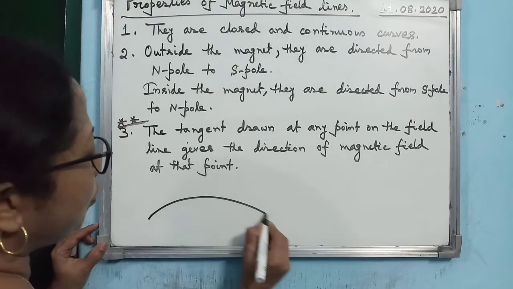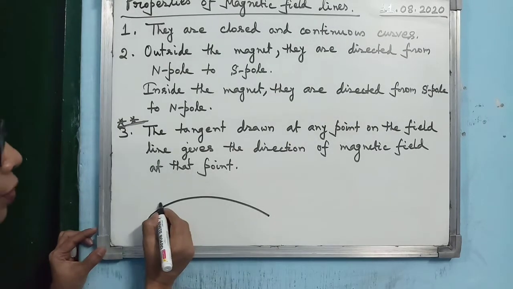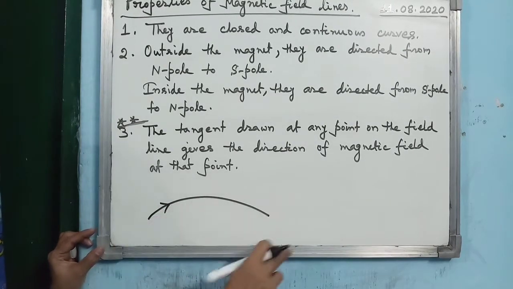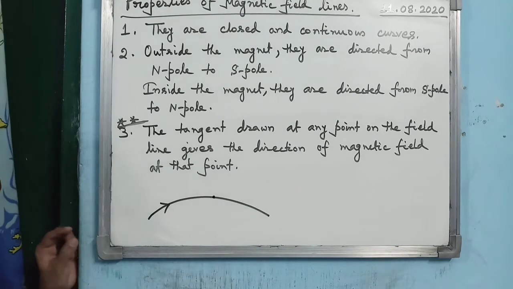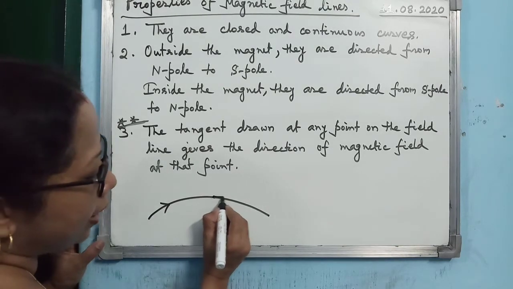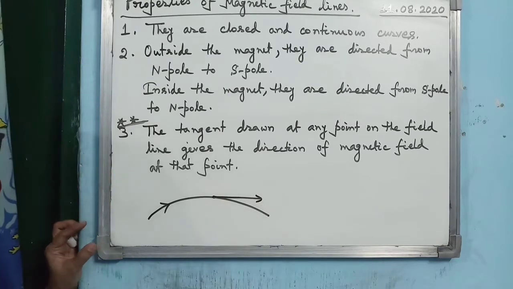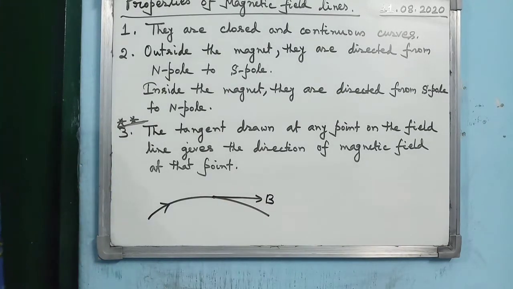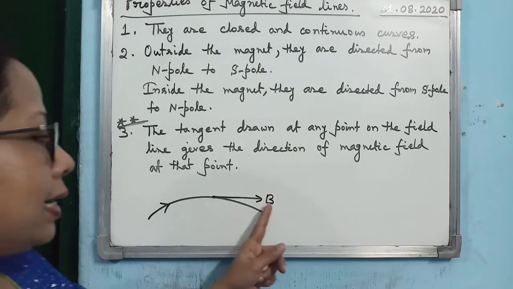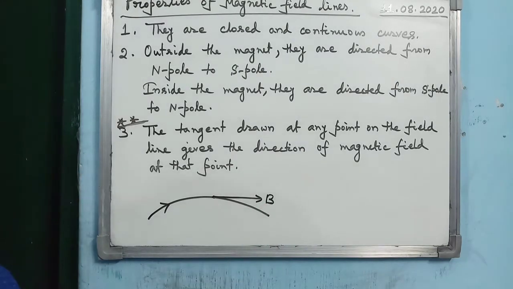Understand it. Suppose there is a magnetic field line. It is moving like this. Now I have chosen one point here. So at this point, if I draw a tangent, then this tangent gives the direction of the magnetic field strength at that point.